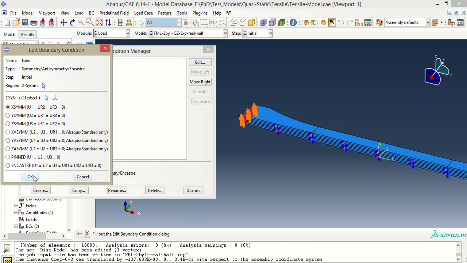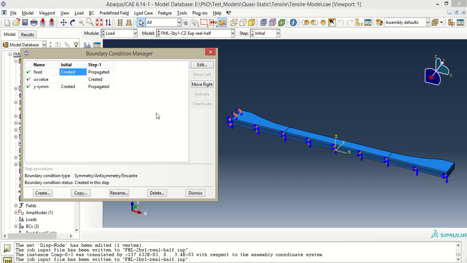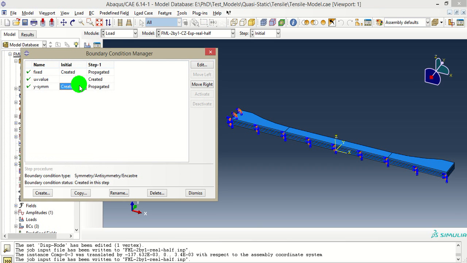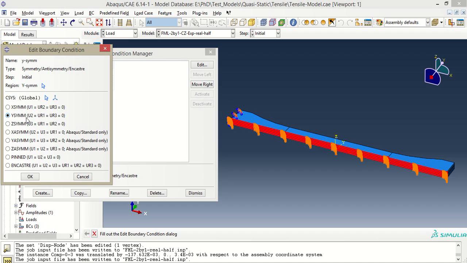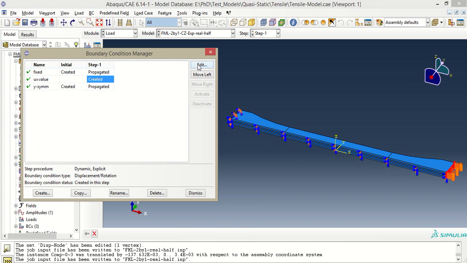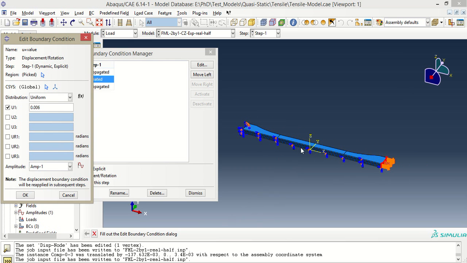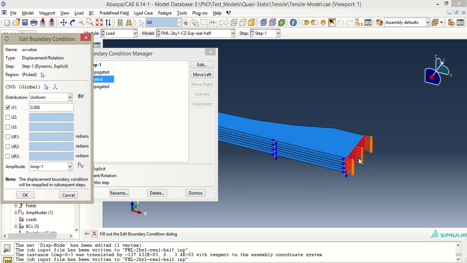Okay, this part needs to be fixed. Okay, just a minute. So this was the fixed displacement that we were seeing, and an encastre boundary condition was used in this, and a symmetric boundary condition about the y direction was used. Y symmetry across this, because I created a y symmetry here, and a displacement boundary condition, as I said, is used here, where in the u1 direction, because it is the x direction, we apply a displacement of around 6 mm.